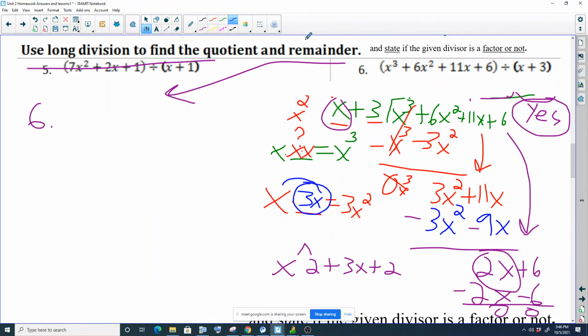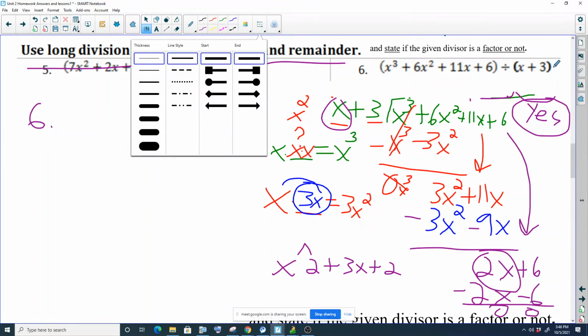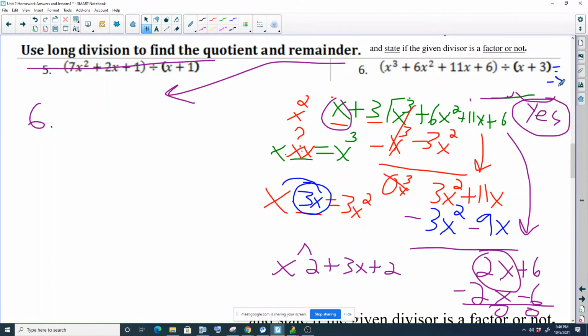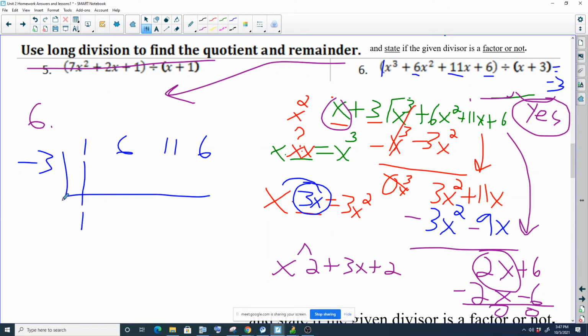So instead of using a positive 3, we're going to use a negative 3, right? And so we're going to do a negative 3. Then we're going to do an upside down house. And we're going to use the numbers only. Ready? We're going to use the 1 from x cubed. We're going to use the 6 from x squared, the 11, and the 6. Ready? So 1, 6, 11, and 6. Right? And so you bring down the 1.